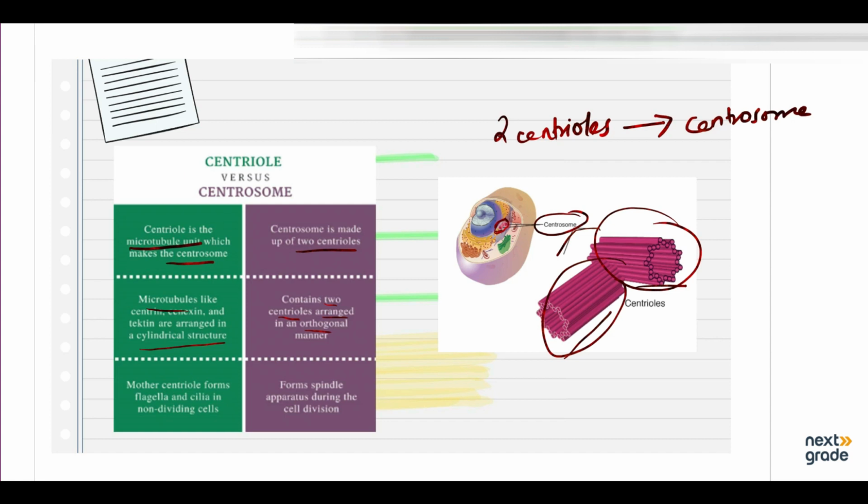Then the mother centriole forms the flagella and cilia in the non-dividing cell. The principal mother centriole forms flagella and cilia in the non-division stage of the cell. However, the centrosome forms the spindle apparatus during cell division. It makes the spindle apparatus when cell division is happening. So these are some of the differences between the centriole and the centrosome.